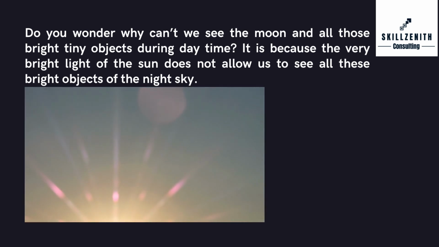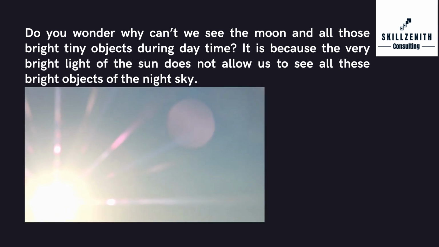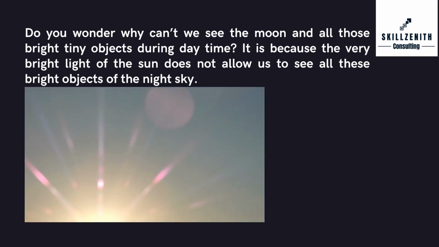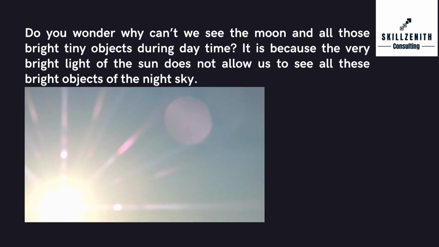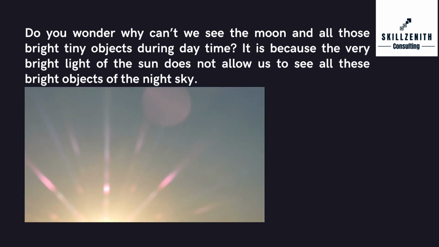Do you wonder why we can't see the moon and all the bright tiny objects during daytime? Have you ever thought about it? Why is it that we see all these things only in the night? That's because the very bright light of the sun does not allow us to see all these objects in the sky. The sun's light is so bright that it covers everything else, and in that brightness we won't be able to see anything. It does not mean that these objects are not there in the sky, they're there, but because of the sun's brightness we cannot see them.